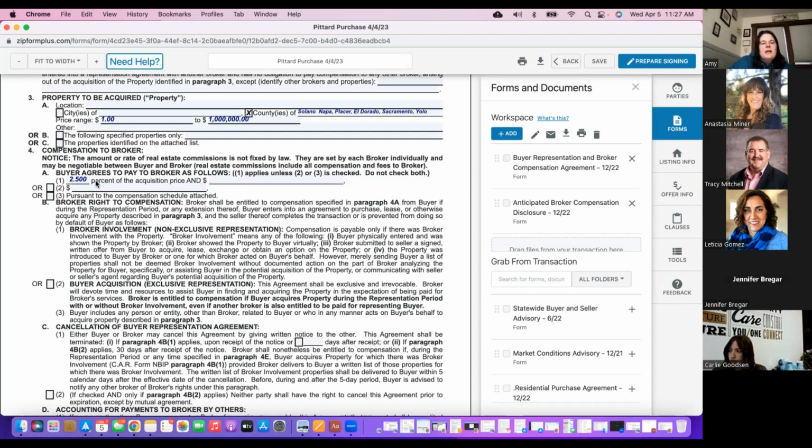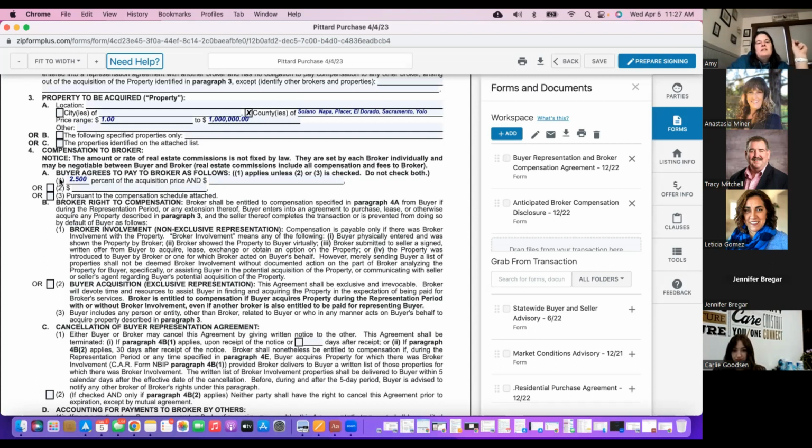You could just leave it at 2.5%. You could say, hey, the average is 2.5%, but I want 3%. So you could put in 3% there. Totally up to you and how you want to run your business. But for the most part, the average commission offered to buyer's agents is 2.5% if you didn't want to charge your buyer any additional commission.